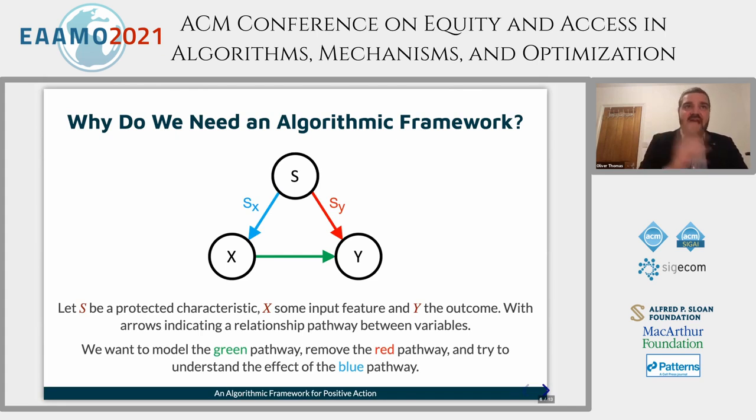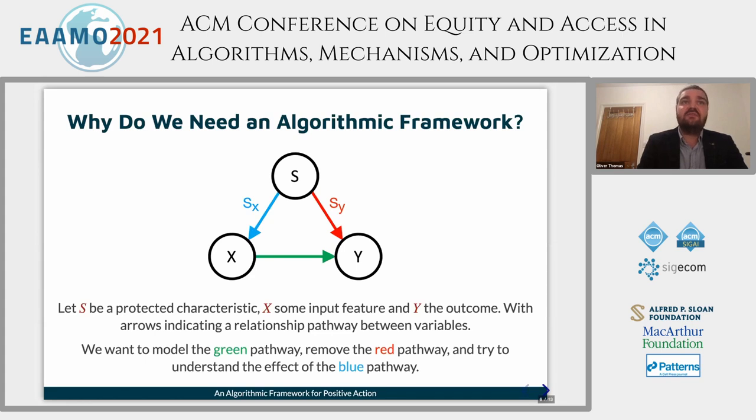Let there be some features X, an output variable Y, and a protected characteristic S. Typically, in machine learning, we assume a relationship we try to model between X and Y, shown by the green arrow. The fairness community has highlighted that these decisions don't exist in isolation. A protected characteristic can influence both the features and the outcome directly. These are modeled by the blue and the red lines respectively.